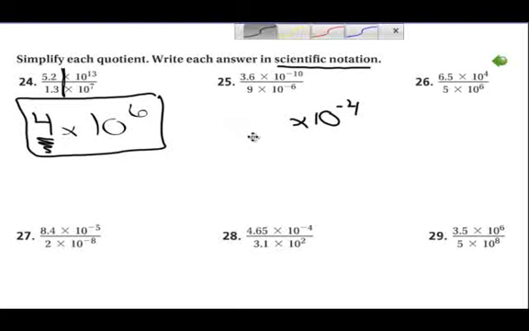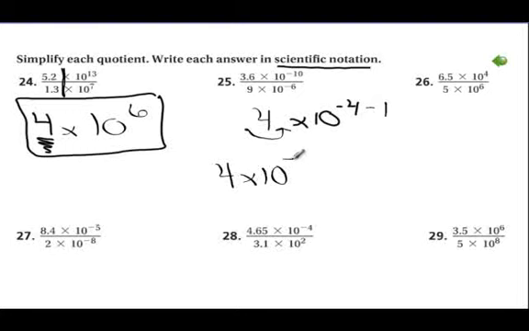Oop, lost my pen there. 0.4. And we have to remember this is too small, right? It has to be between 1 inclusive and less than 10. So if it's too small by one place, small, subtract. So 4 times 10 to the negative 5th is now what we're after.